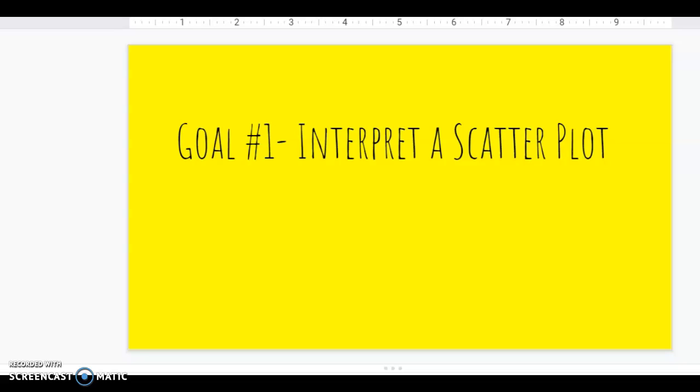In our scatter plots today, information is given about kids and how many dogs and cats they have. Each kid is represented by a dot. That dot gives you two pieces of information. We will look at that in just a bit.